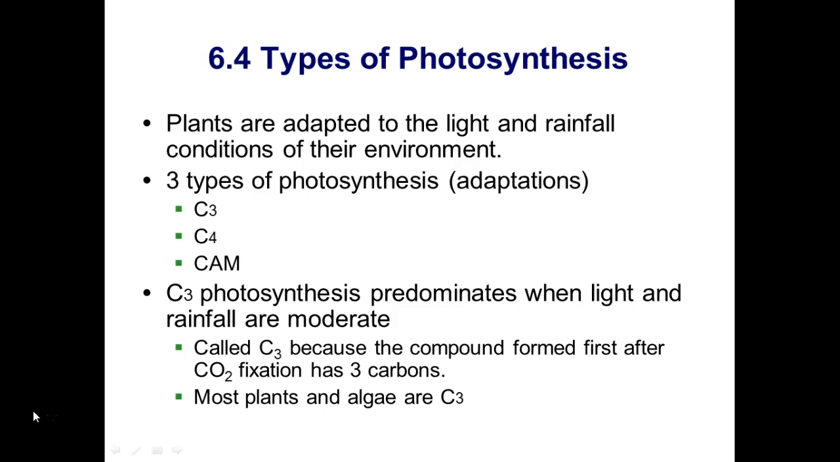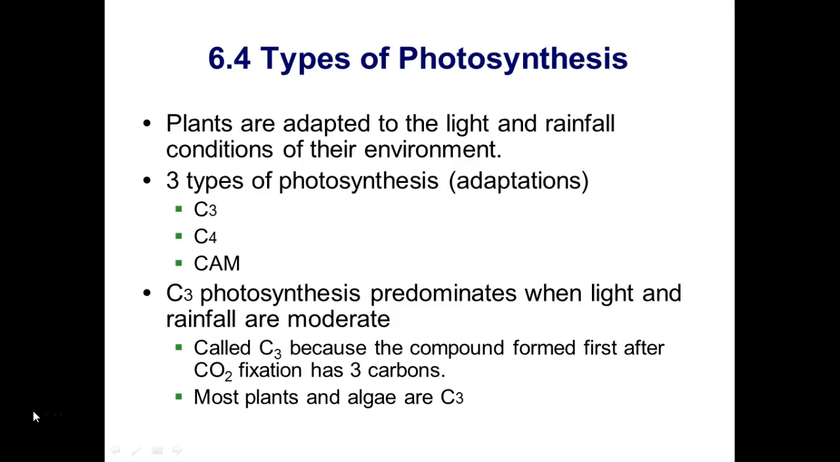There are three types of photosynthesis that have evolved over time, and two of them are adaptations of the C3. So there's the C3 photosynthesis, C4 photosynthesis, and CAM photosynthesis. C3 photosynthesis predominates when light and rainfall are moderate. And it's called C3, as I mentioned, because the compound formed first after carbon dioxide is fixed has 3 carbons. Most plants and algae are C3 plants, so it is the most common type of photosynthesis.